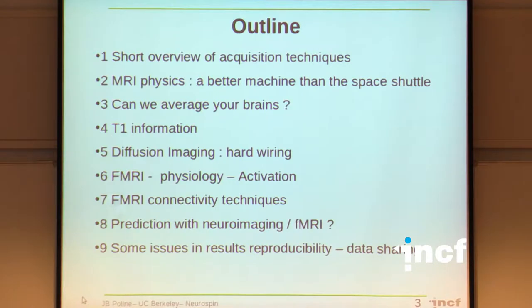So this is the outline. I'm going to give you a very short overview of the acquisition technique. I think with brain imaging, you start by acquiring things, and knowing exactly what you acquire is one of the key aspects. I'm going to go into a bit more detail on the MRI physics. How many of you are physicists here? None of you? Okay. I find the MRI just a beautiful machine. It's just a fantastic machine. I would like to transmit a little bit of my enthusiasm for that.